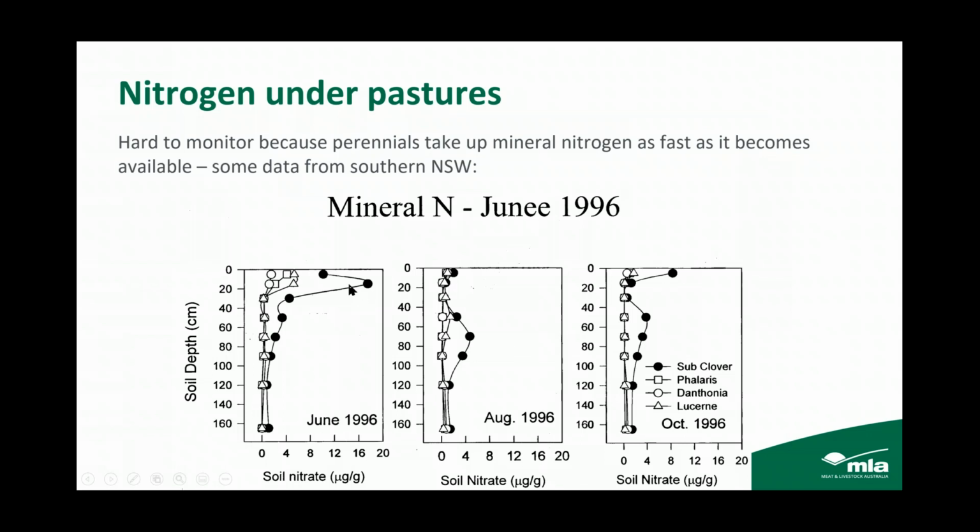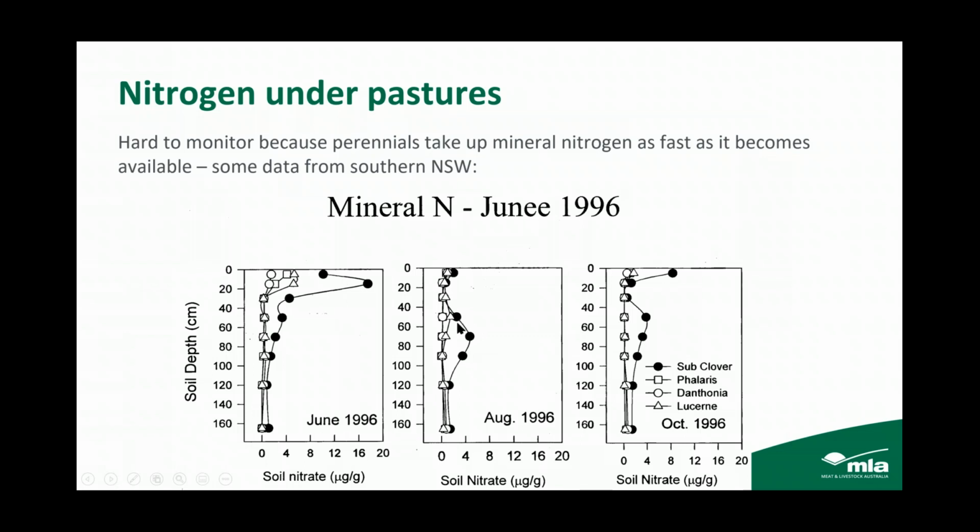What you'll notice there is a whole lot of mineralization occurs early on in the autumn, when you get a bit of rain, the organic matter starts being broken down by the bugs because it's moist and warm. You get a big bulge of nitrate in a pasture like subclover, because it's just germinating and can't use it all up yet. So that's understandable. And indeed, as the season progresses from June to August, that bulge starts to move down the profile beyond the root zone of the subclover.